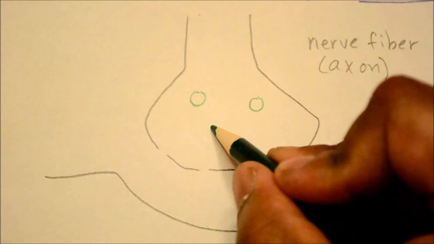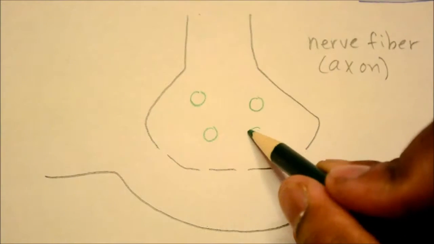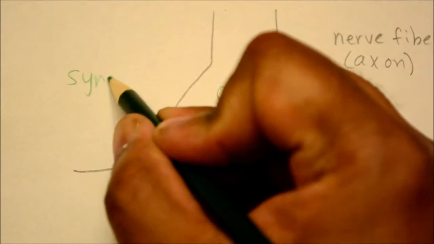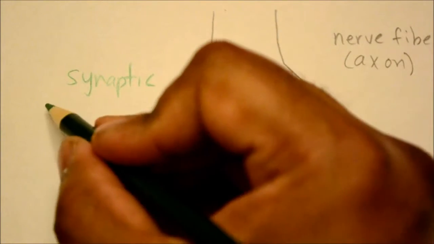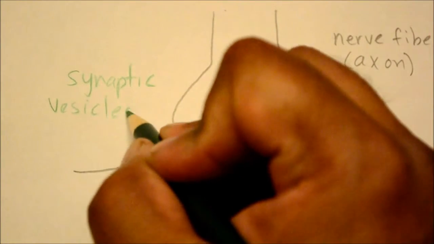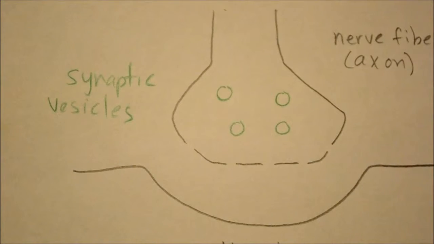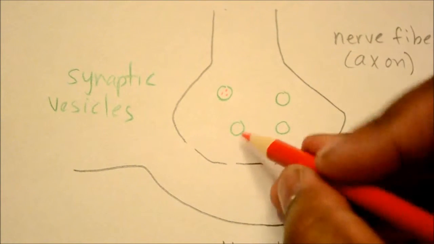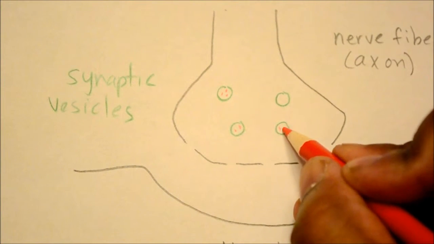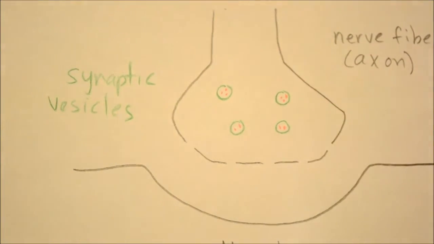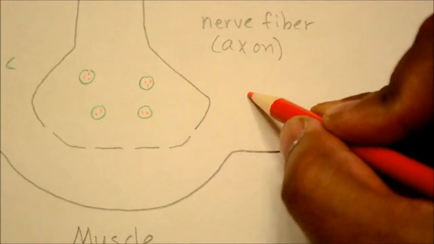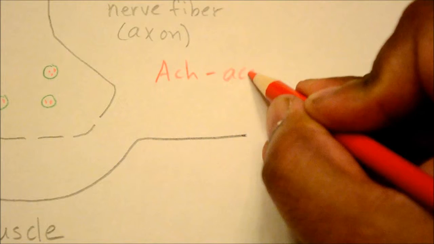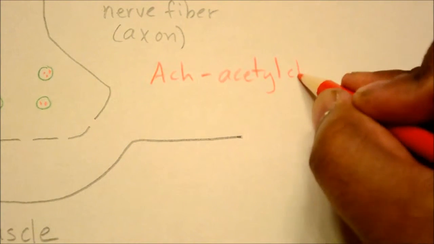So here in green are something called synaptic vesicles. These are little vesicles, little containers, round little spherical objects that contain a neurotransmitter. Those little red dots right there are a neurotransmitter. The neurotransmitter in this case is known as acetylcholine.